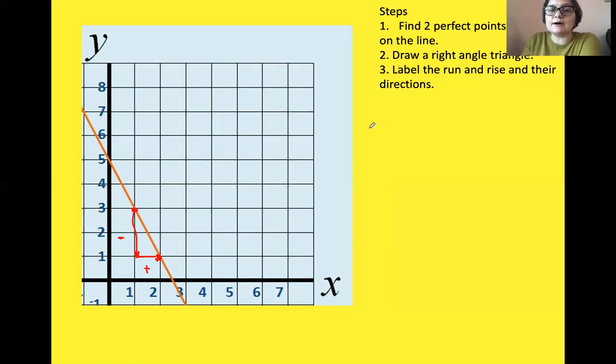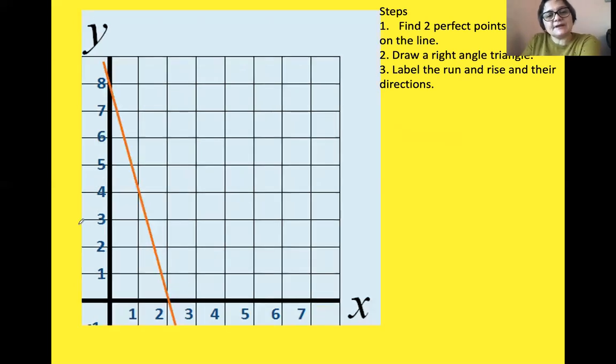And so now I calculate the gradient. The gradient is going to be rise over run. So we have 1, 2, so it's negative 2 over positive 1. So from here to here, just 1 unit, positive 1. So the answer is going to be minus 2. So the gradient of this line is minus 2.